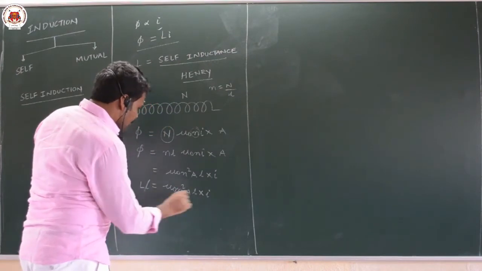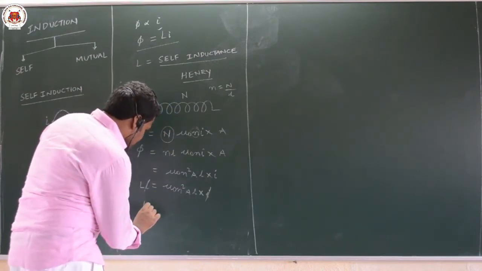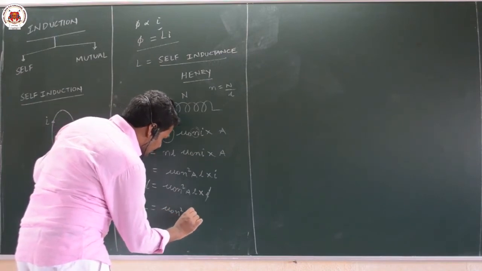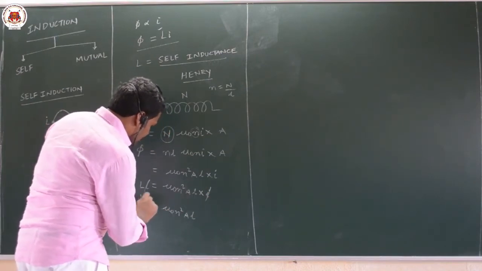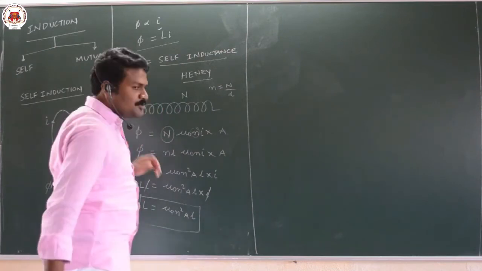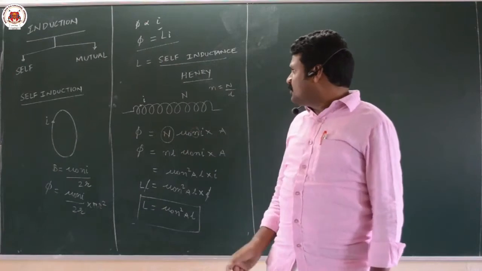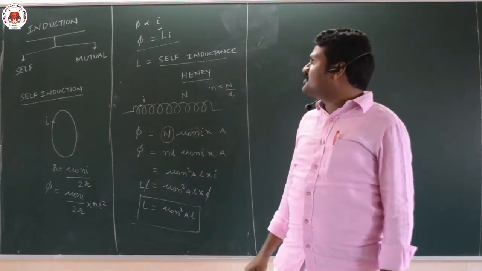So I and I will get cancelled. So self-inductance is equal to mu naught n square A into l. This is the formula for self-inductance of a solenoid. This is given as one of the derivations in our NCERT textbook. You can go through it.